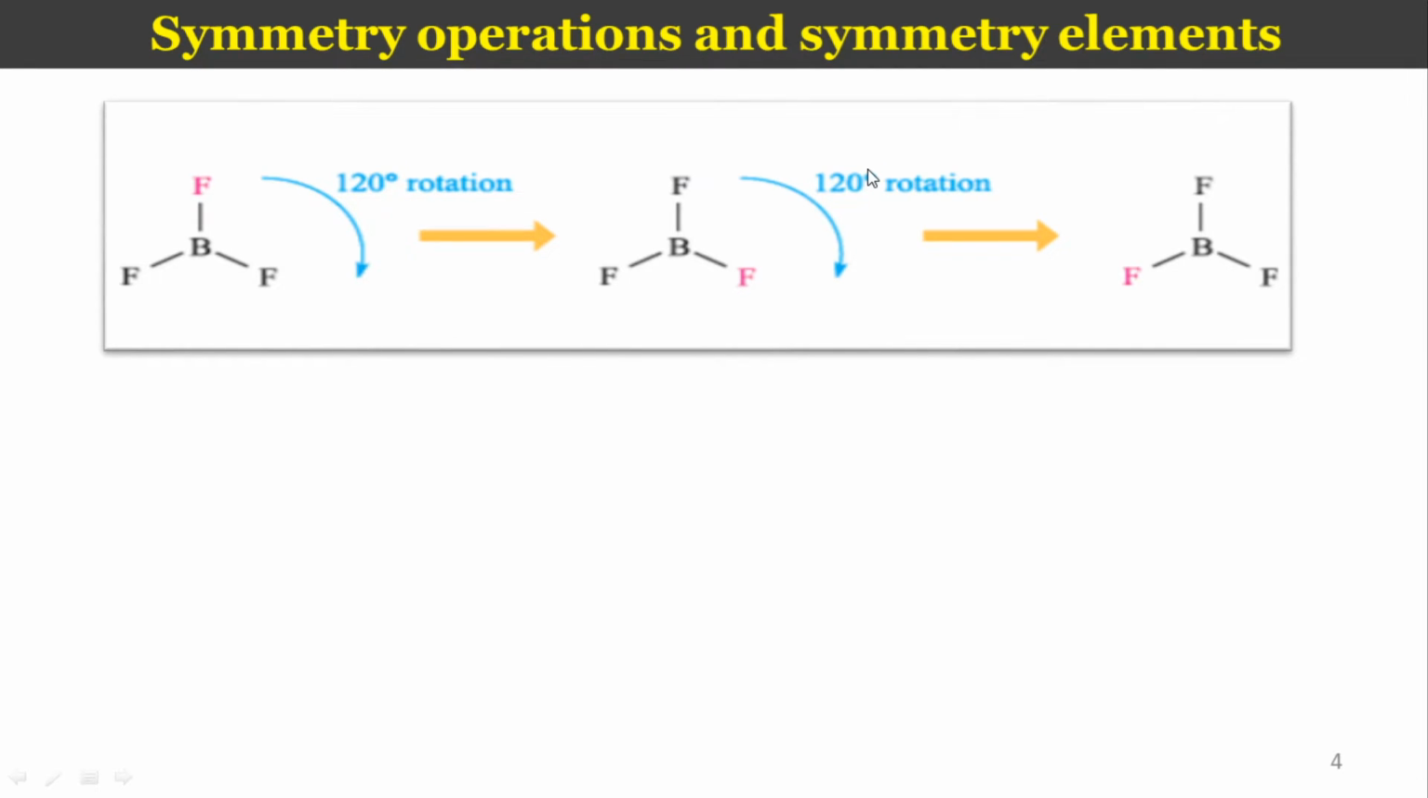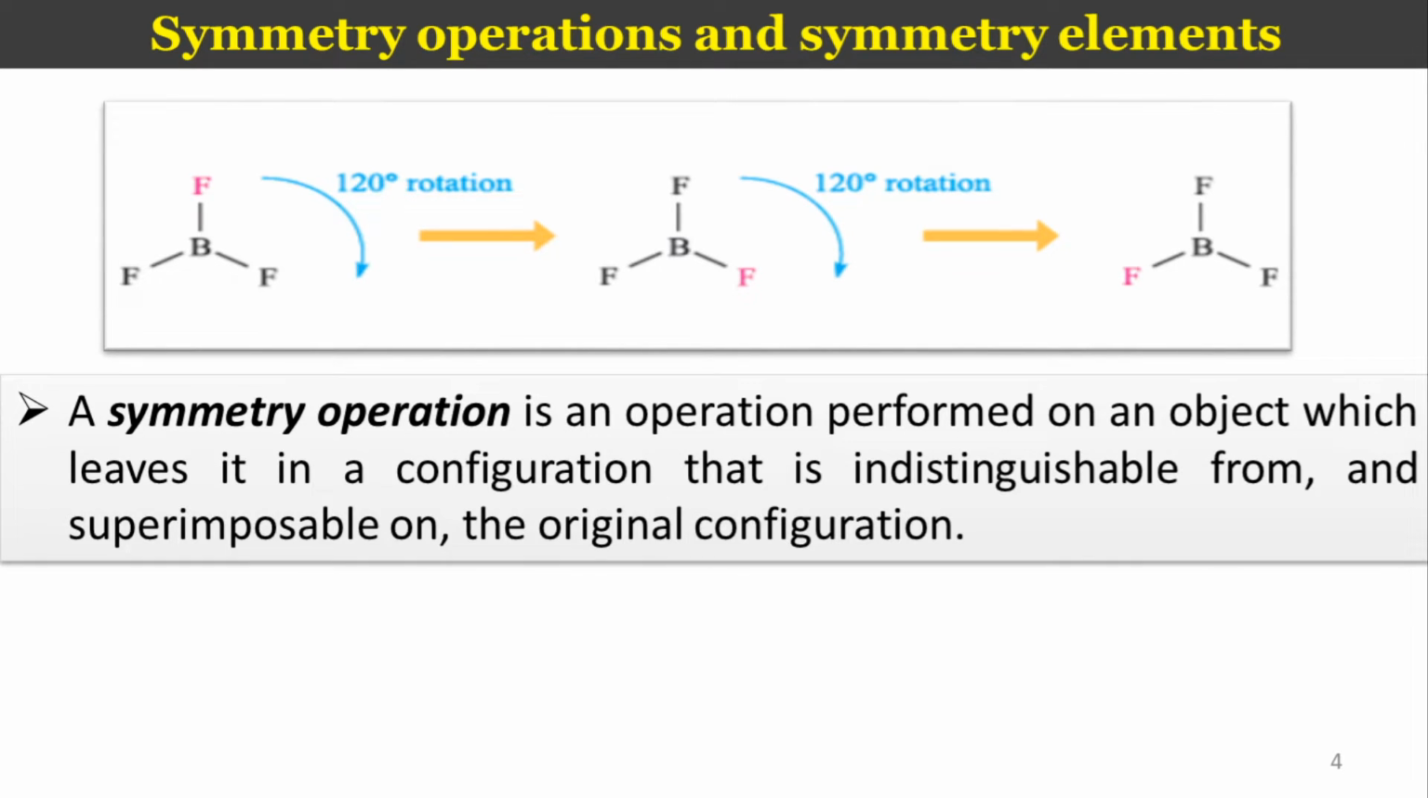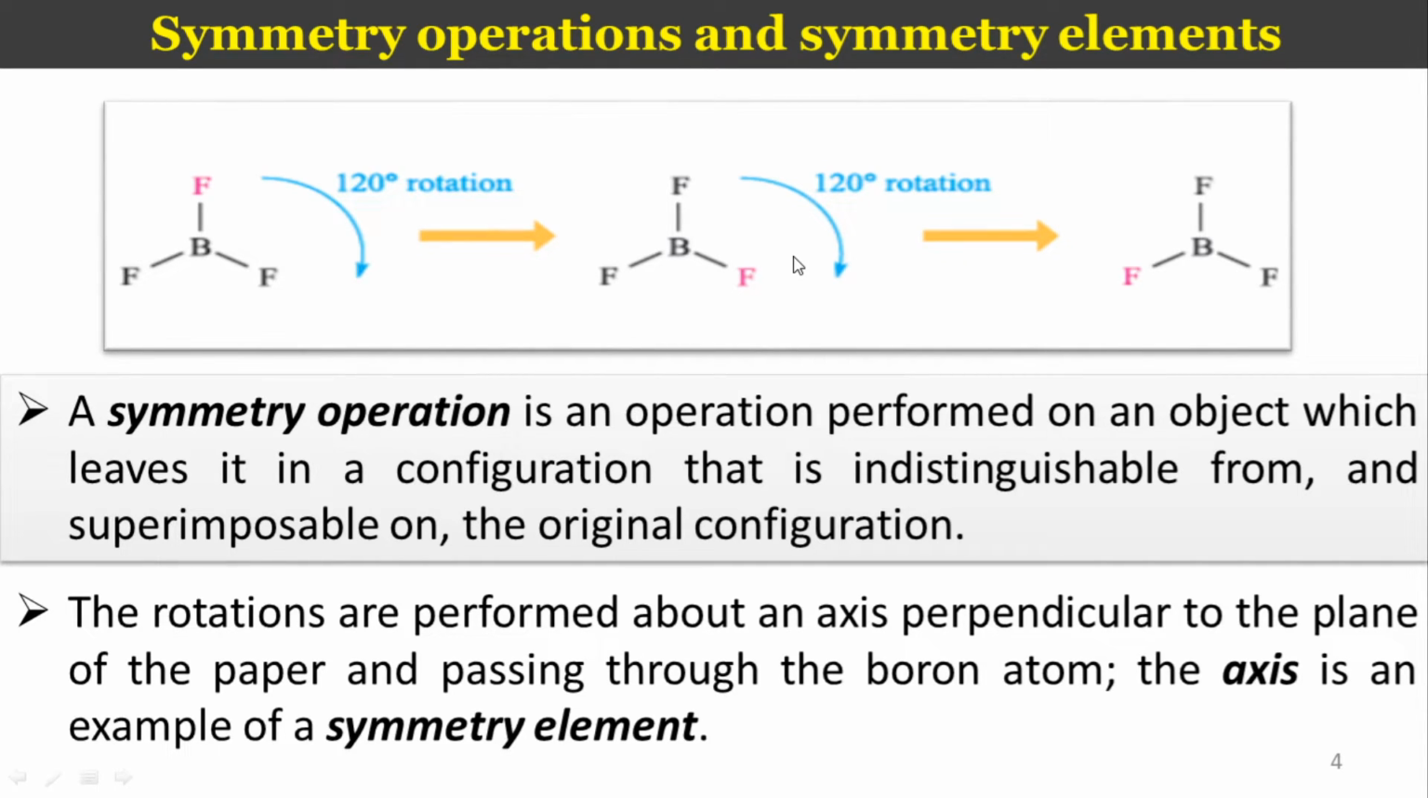So a symmetry operation is performed on an object and gives a configuration which is indistinguishable. This one and this one are called indistinguishable configurations, and after that you get the final one. These molecules are superimposable on the original configuration because the molecule is planar. This rotation is performed about the axis which passes through the boron atom and is perpendicular to the plane. That axis is called the symmetry element. So in simple terms, the symmetry operation is the rotation, and the axis we use for that rotation is the symmetry element.